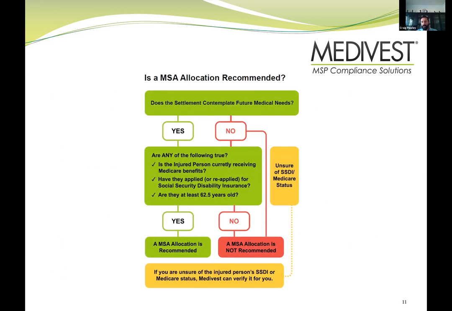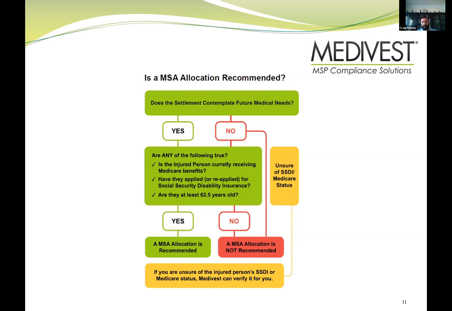So here's part of a flow chart that we have that just kind of outlines the questions we went through and some recommendations there. Again, there's going to be some situations where you might be settling an extremely small case with a minimal amount of future medical care. In a case like that, does it make sense to look at doing a set-aside? Absolutely not.